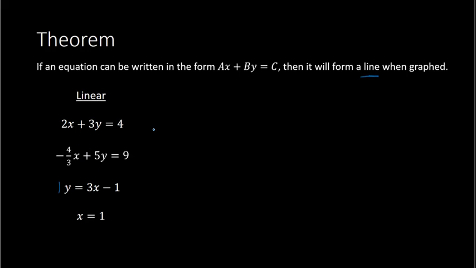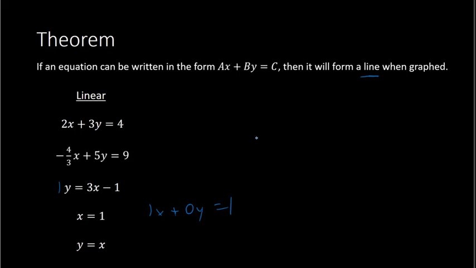Next we have x equals 1. That would also be linear, and the reason is because there would be 0 y's. So for example, I can think of this as 1x plus 0y equals 1. So a, b, or c could also be 0. Alright, so in this case, b would be 0, and then a would be 1. It's the number with the x term, and then c would be 1 as well. So that is also linear.